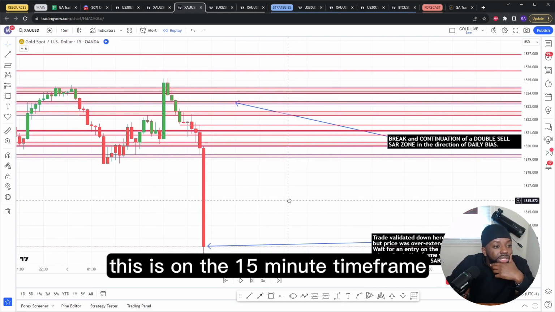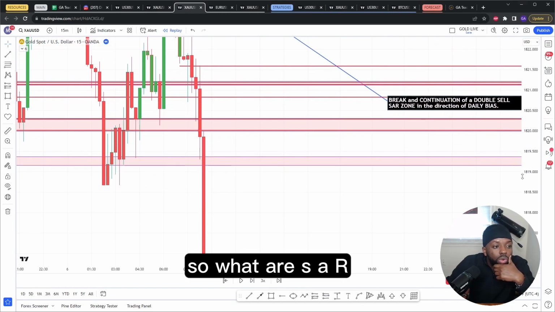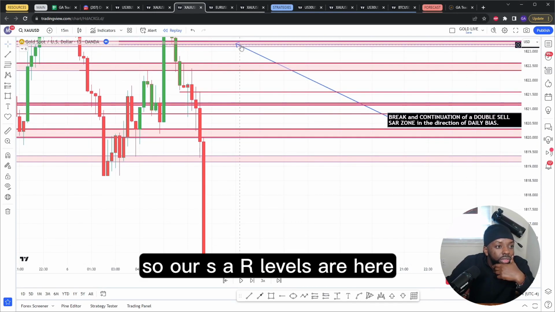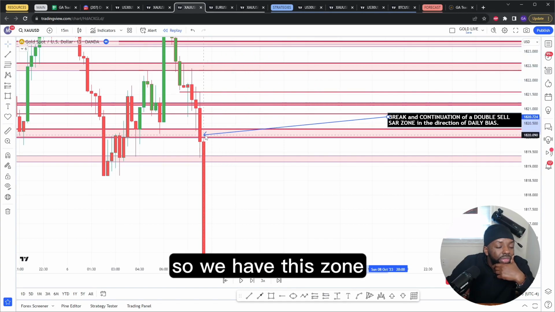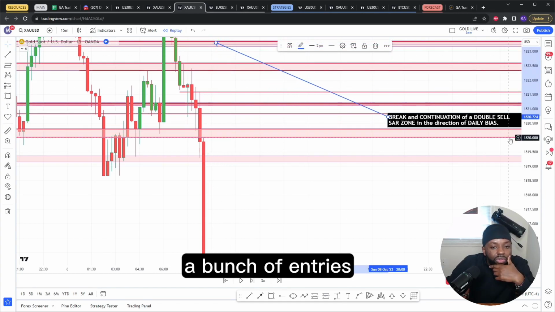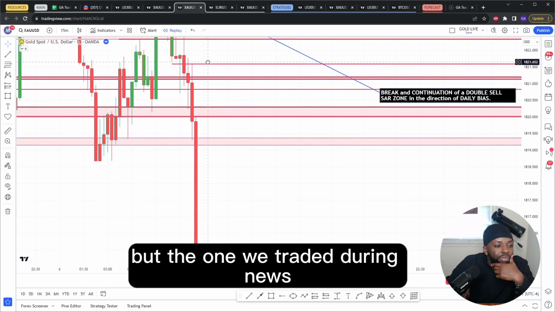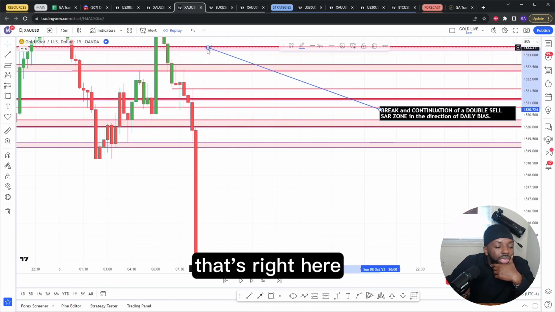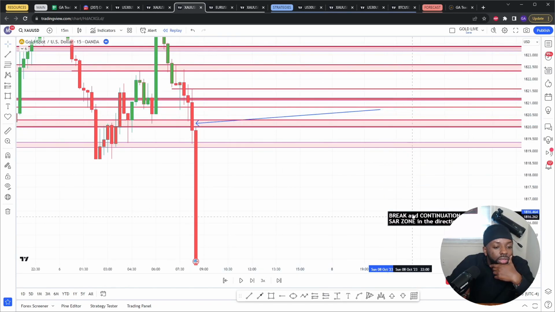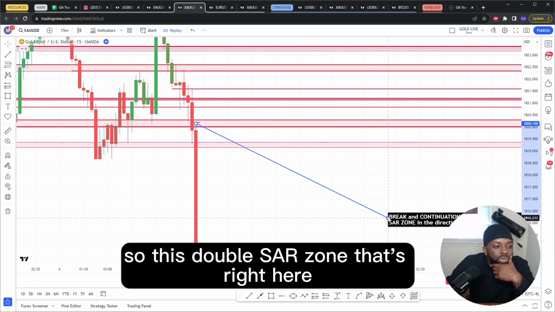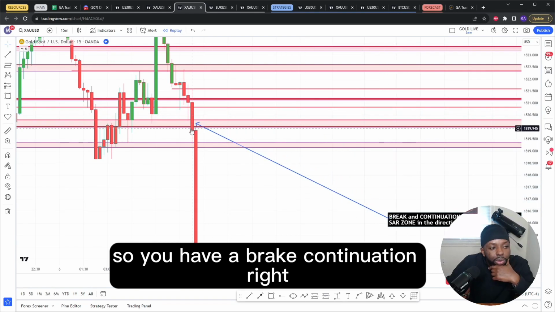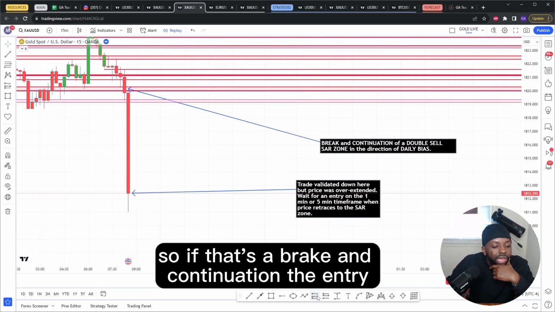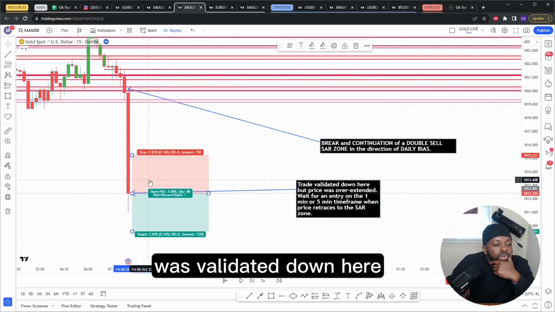So here what do we see? This is on the 15-minute time frame. What are our SAR levels? Our SAR levels are here. So we have this zone, and we have a bunch of entries. The first one was at the very top, but the one we traded during news, I was looking at this double SAR zone that's right here. What do you see? You have a break, continuation, right? If that's a break and continuation, the entry was validated down here.